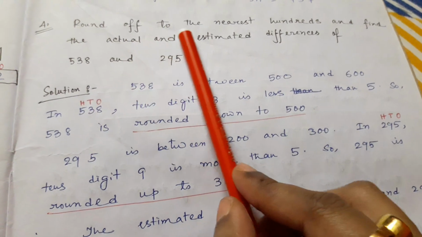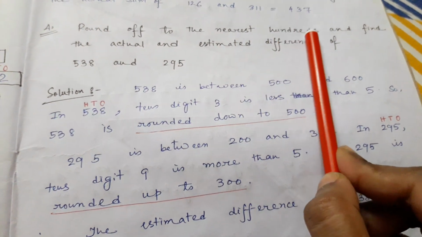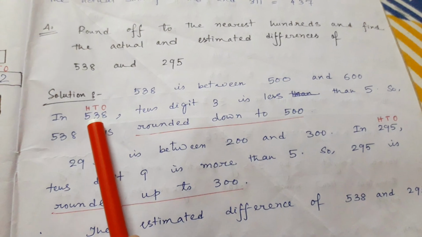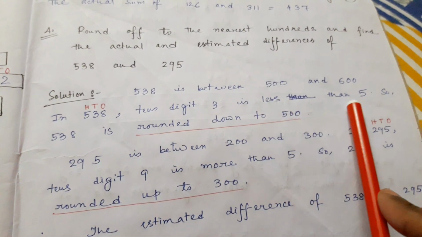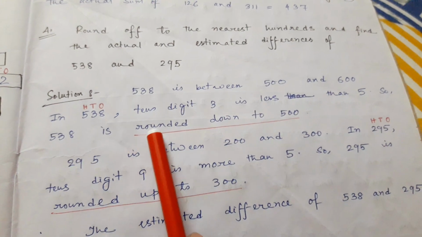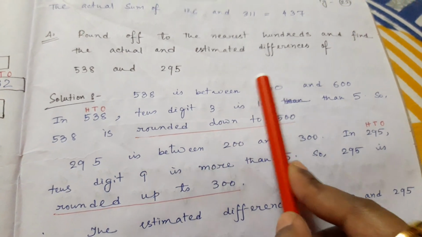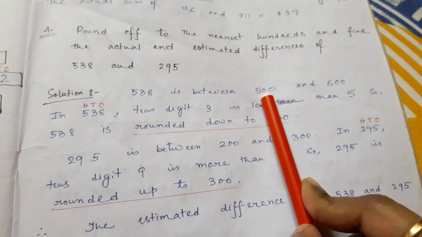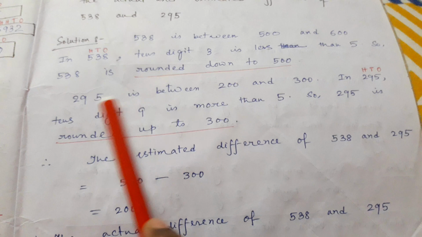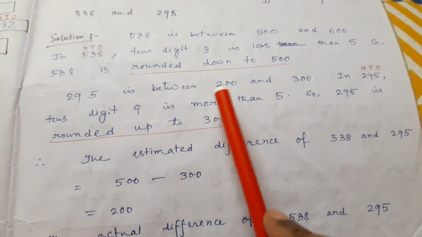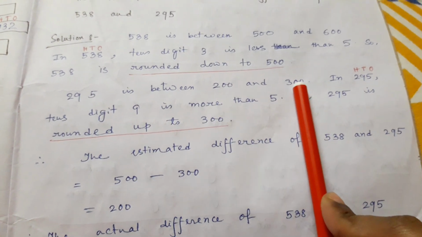Now you are rounding off this number to the nearest hundreds place, so you have to look at its tens place. Okay, now its tens digit is 3, which is less than 5. So this number will be rounded down to its left hand side number, that is 500. Okay, and the next number, that is 295. Now its nearest hundreds multiples are 200 and 300.